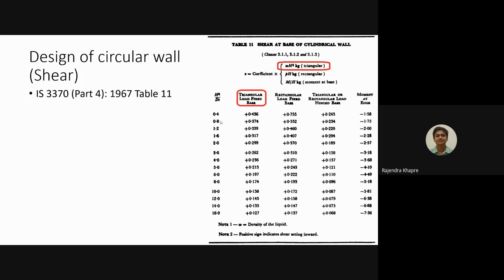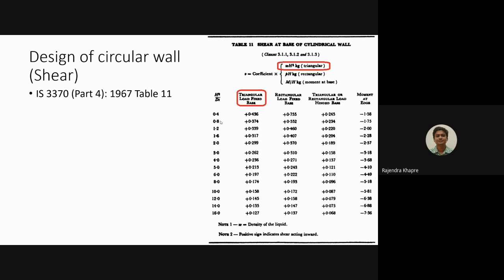Now if you refer to this table, the first column is again the H square by dt value. Everything depends on the H square by dt value. The second column is the triangular load with fixed base, which is our case. The next is rectangular load with fixed base, that is not our case. Then triangular or rectangular load with hinged base, our base is not hinged. And there is a moment at the edge. So all those tables are there, and we have to refer to the second column.